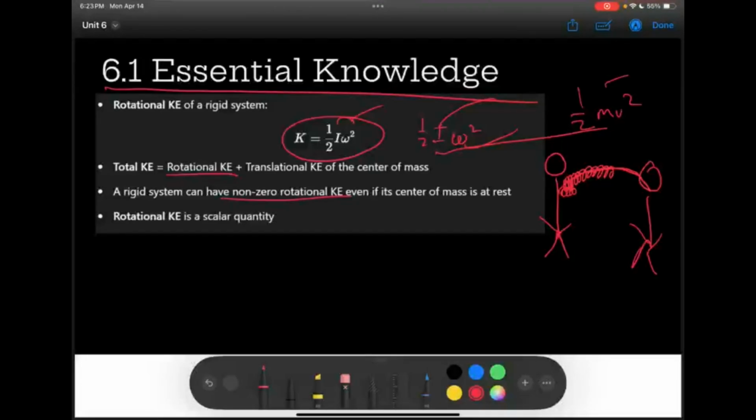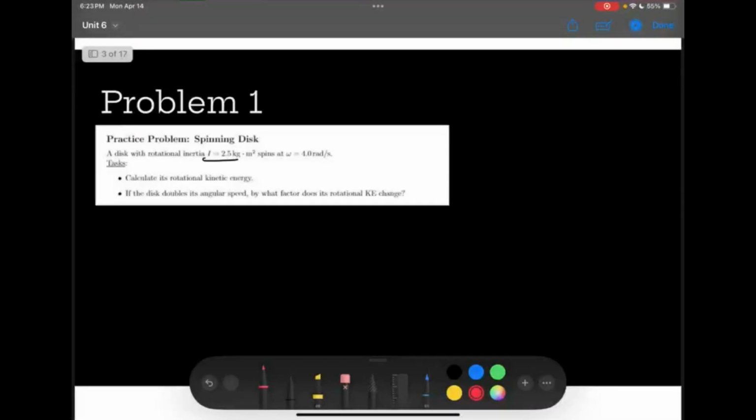And a rigid system could have non-zero rotational kinetic energy, even if the center of mass is at rest. What that means is you could have a ball that's spinning around, but its center of mass isn't moving. In that case, it would have non-zero rotational kinetic energy, even though the center of mass would be at rest. You can picture a fidget spinner. Let's go over the first problem now. So we have rotational inertia here, as well as an angular velocity for this disk. Find its rotational kinetic energy.